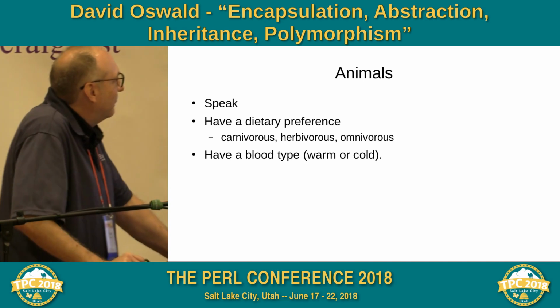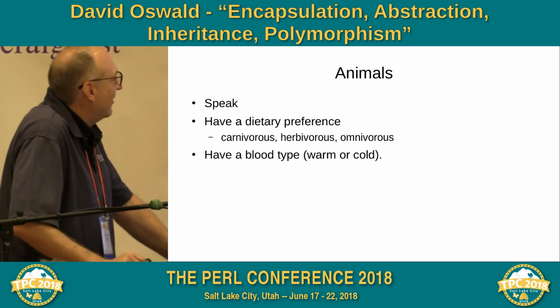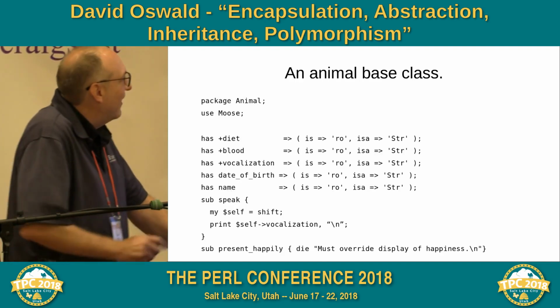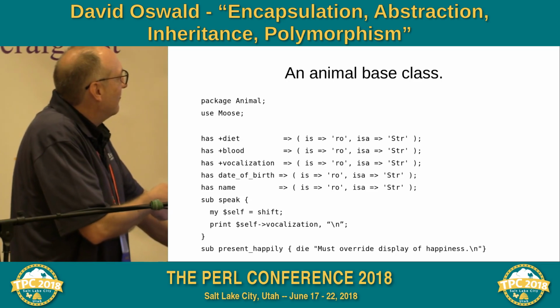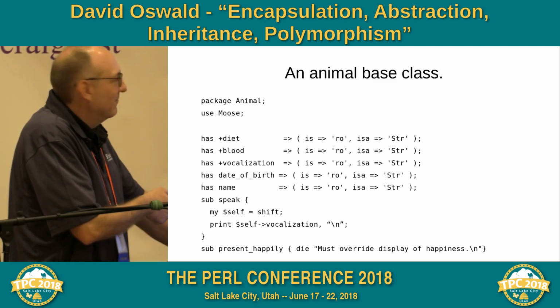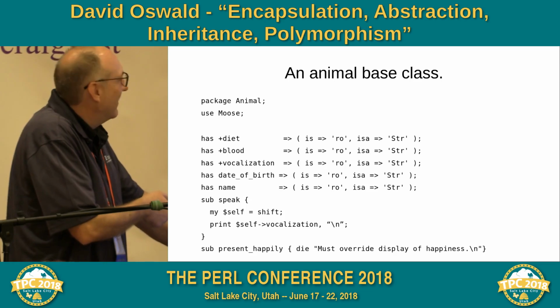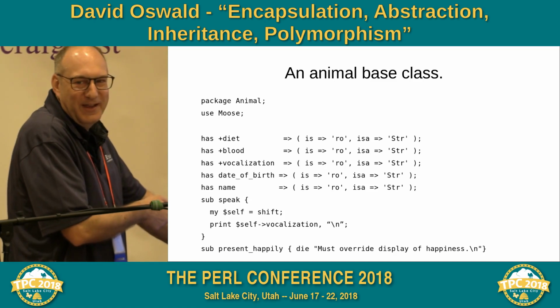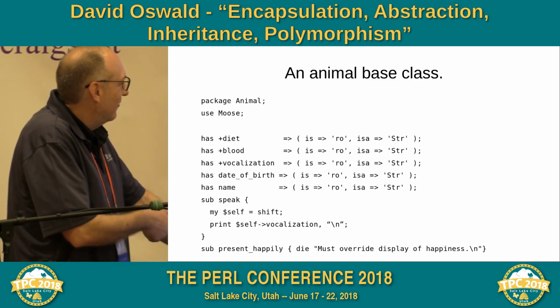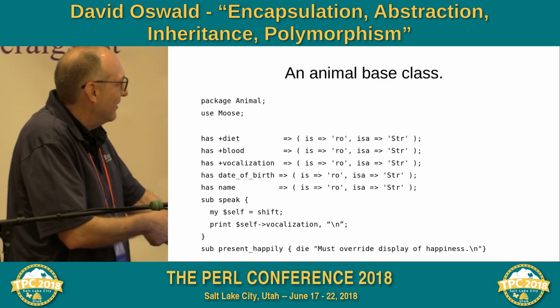So animals, they can speak by some definitions of speak, and they have dietary preferences, and they have blood type, whether it's warm or cold, and that sort of thing. And so an animal-based class might look like this. Package animal, use Moose, has a diet, which could be carnivorous or omnivorous. Has a blood type, which could be mammal or reptilian, cold or warm, something like that. Has vocalization, has a date of birth, by some definitions of birth, I guess, right? Has a name, and then we'll say it has a behavior, which can speak, and the behavior is to say its vocalization, whatever that might be.